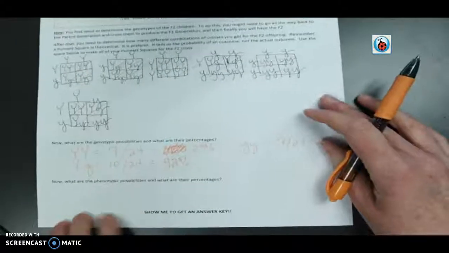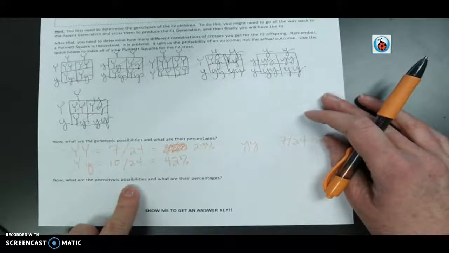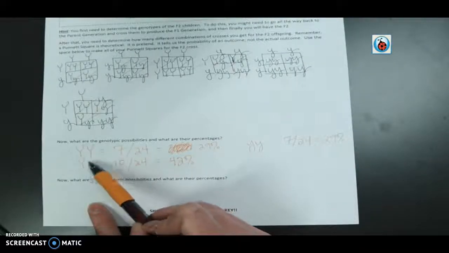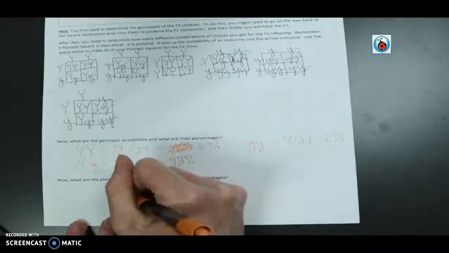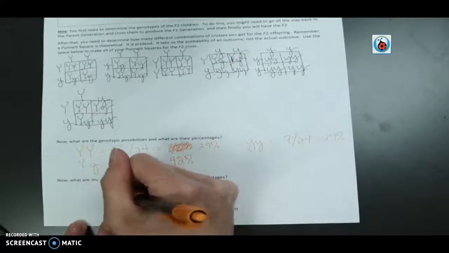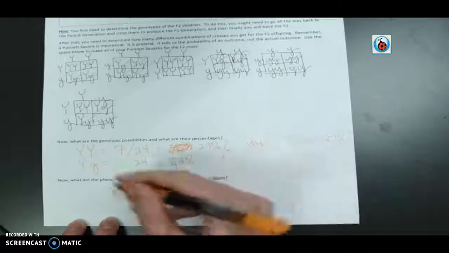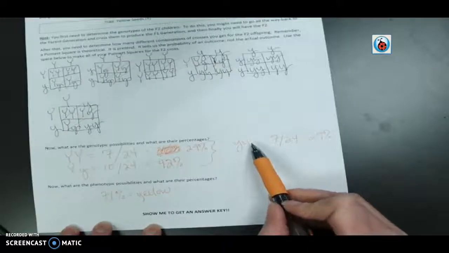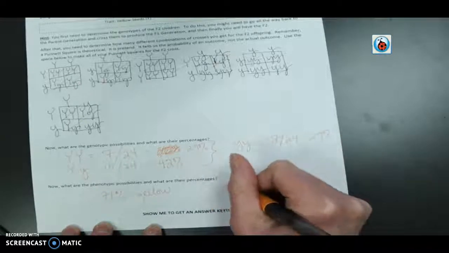And then finally, what are the phenotypic possibilities? So that's the physical appearance. So I want to know how many will actually have yellow seeds. Well, if I look here, these 2 genotypes, because they have at least one dominant trait, will allow for the yellow seed to show up. So that's 71%. I just added 29 and 42. So 71% will have yellow seeds. And then over here, this is the only genotype, 2 recessives, that will allow for green, and that's 29%.